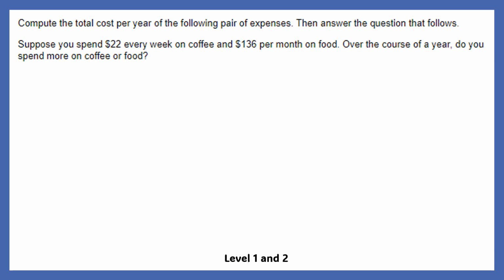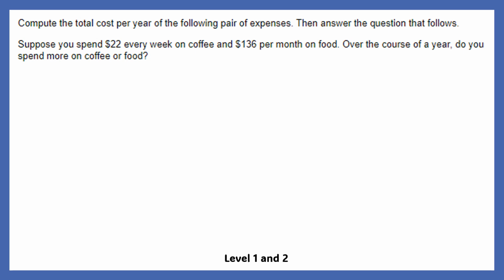Compute the total cost per year of the following expenses. Now, one thing that's very important is to be able to put your expenses on a common time frame. So, for example, in this example, we're spending $22 every week on coffee and $136 per month on food. Well, those are different time frames. So even though it sounds like we spend a lot more money on food than we do on coffee, one's in a week, one's per month. So what we're going to do is we want to scale those to the same time scale.